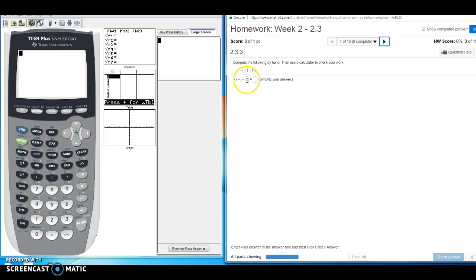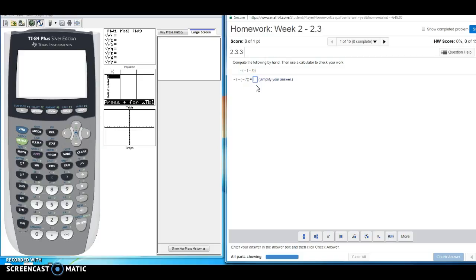So the first thing I'm going to do is this -7. There is nothing I can do to simplify that. And then I move outwards. So I have this second grouping symbol in which I have a -7, which is going to give me +7. The opposite of 7 is 7. Finally, I go to the outermost negative symbol and apply it, and I'm going to get -7.